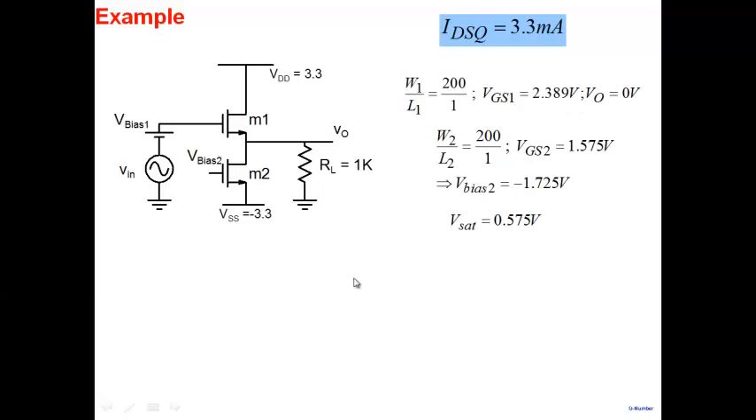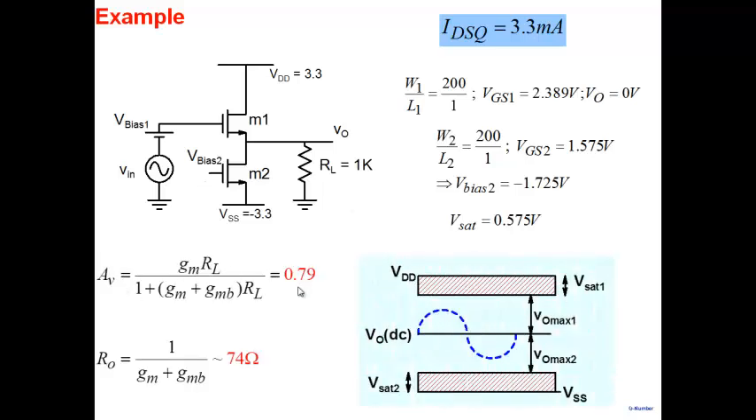Now you can see, after doing all this, I can do this. AV is 0.79, R0 is 74 ohms, and in this case, we have to keep M1 in saturation and M2 in saturation, and we can find out V0 max 1 and V0 max 2, the two values here. This comes out to be 2.72, and this one will come out to be the same. It's a symmetrical device.